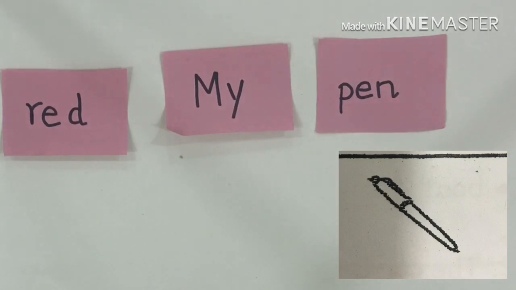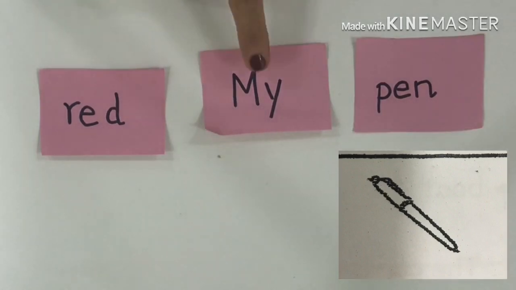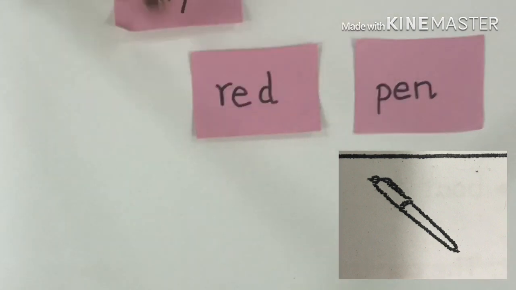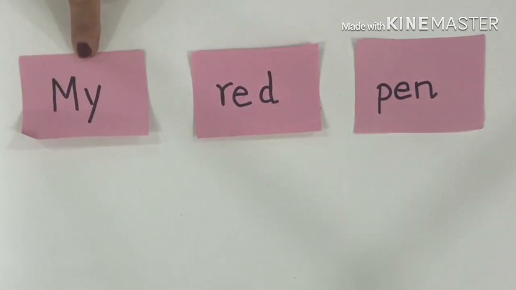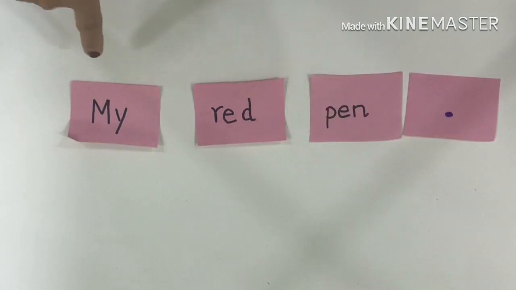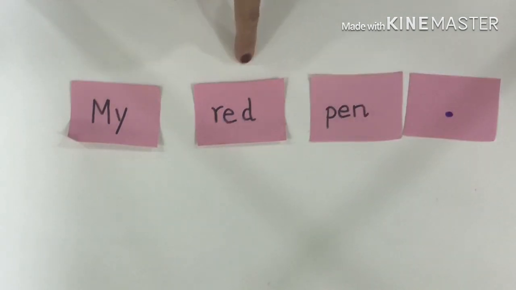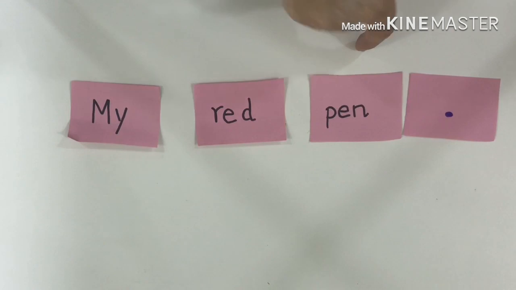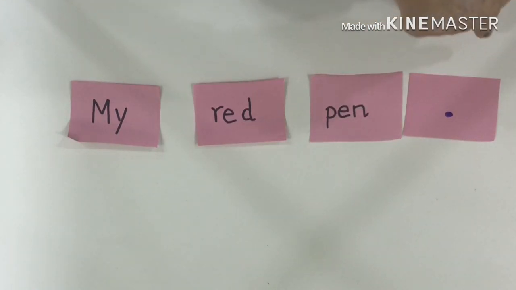Let's read it first. Red, my, pen. M is the capital letter. Therefore, this is the start of the sentence. The picture was showing a pen, which was red. So, the sentence would be: My red pen. And don't forget the full stop. So, let's read the sentence first. M is capital, therefore it's going to be my red pen. And the sentence is going to end with a full stop.